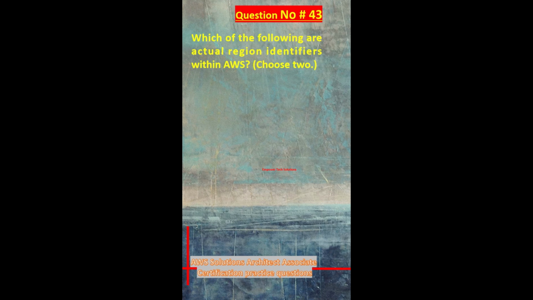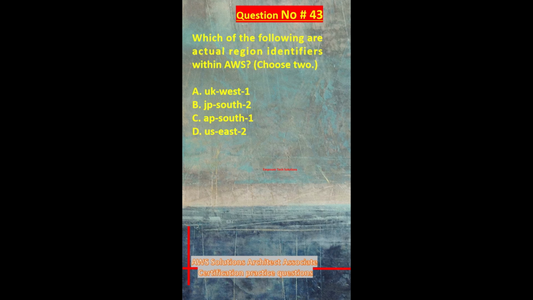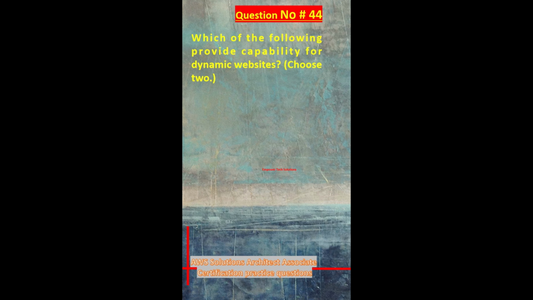Which of the following are actual region identifiers within AWS? Choose 2. A. UK West 1. B. JP South 2. C. AP South 1. D. US East 2.